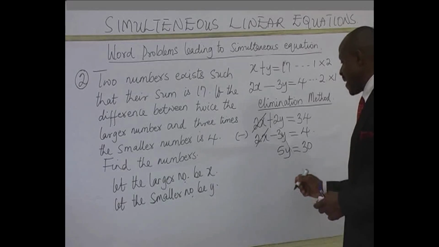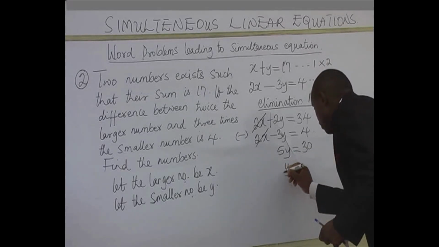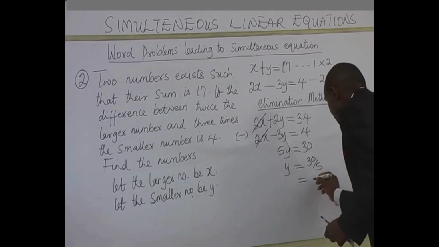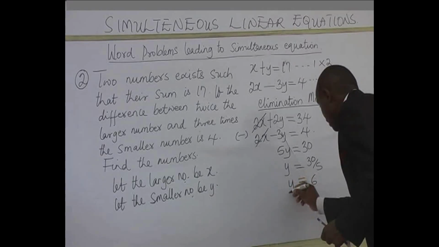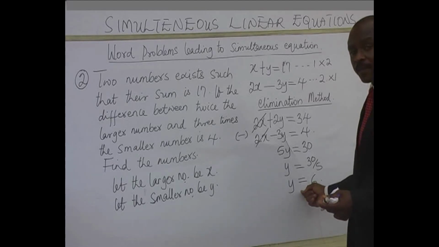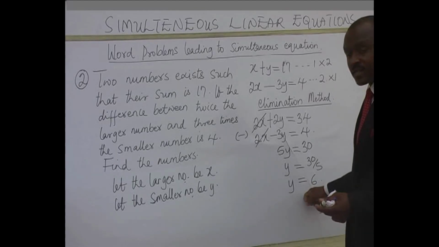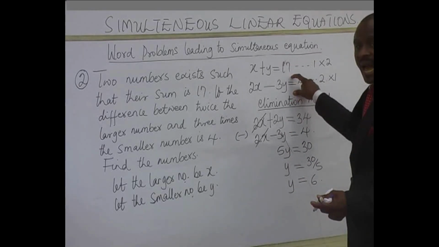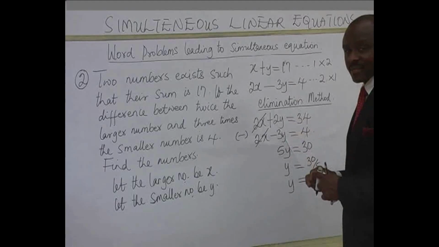If you divide both sides by 5, in the left hand side you will be left with only y. It is equal to 30 divided by 5. And 30 divided by 5 is 6. That is the value of y. Now that you have succeeded in getting the value of y, use this value of y, which is 6, and substitute in any of the equations to get the value of x.